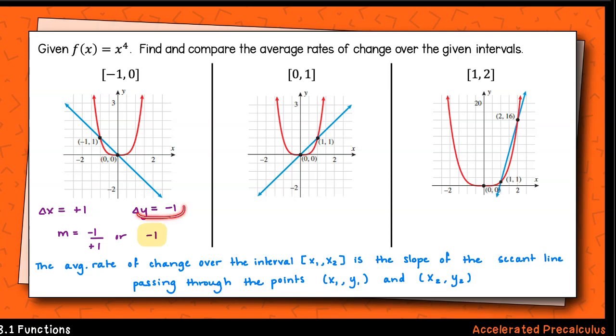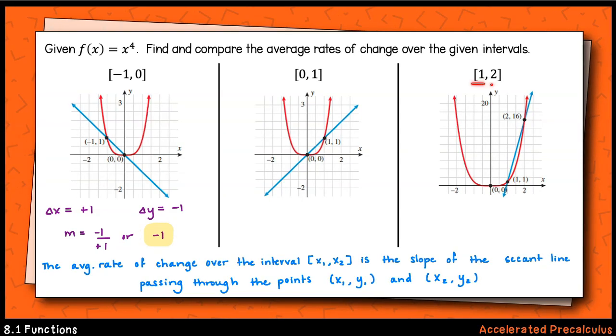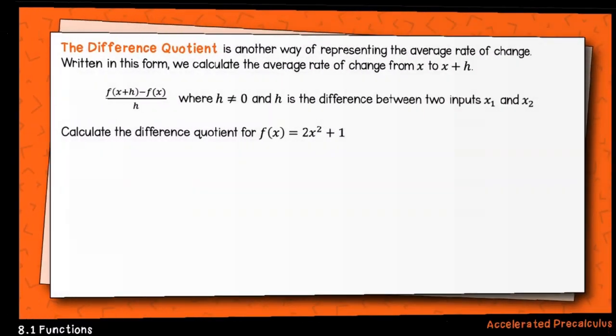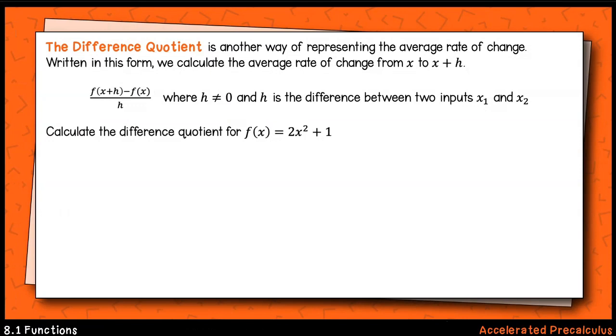The change in y is -1, and the change in x is +1 over that interval. So the slope of the secant line and the average rate of change is -1. Note that the average rate of change is not constant over the function. In the middle, the secant line has a slope of +1. On the far right, over the interval from x equals 1 to x equals 2, the average rate of change is +16.